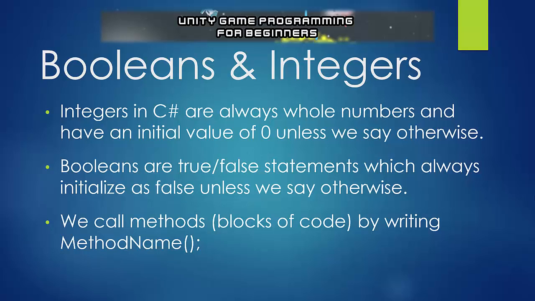And we can call other methods, which are those blocks of code, those things between the squiggly brackets, by writing the method name followed by an open, close parentheses, and a semicolon. So things don't have to go in start or update, they can go anywhere we want, and we're going to take a look at using all of this right now. So let's hop over into Unity.